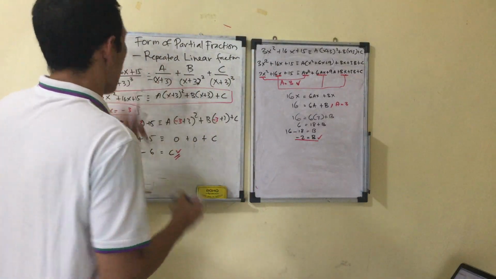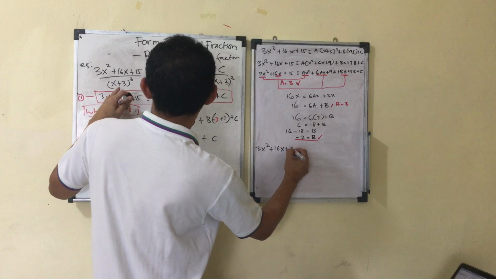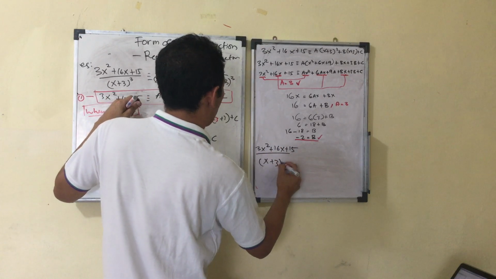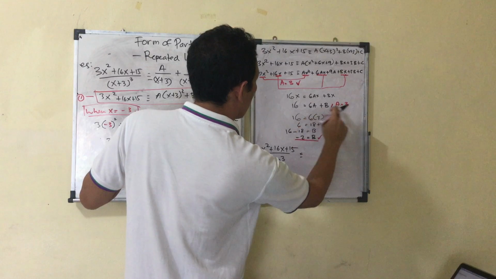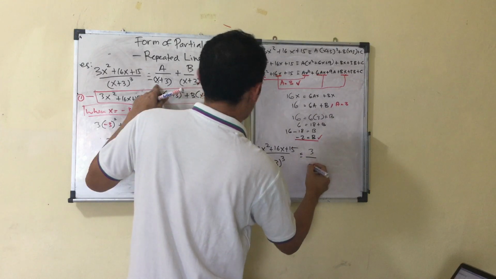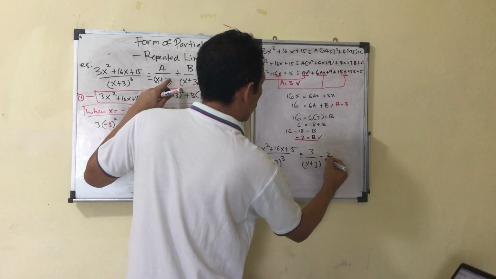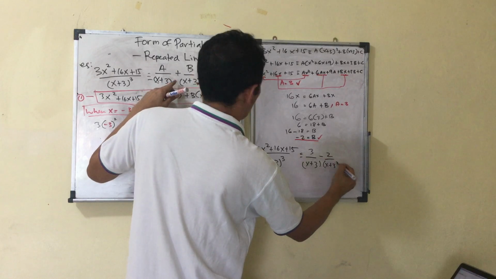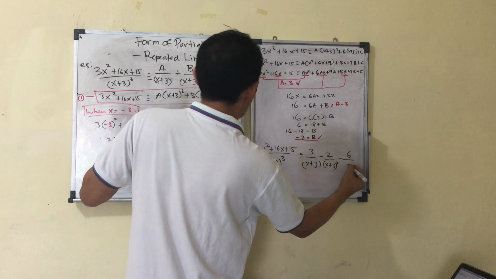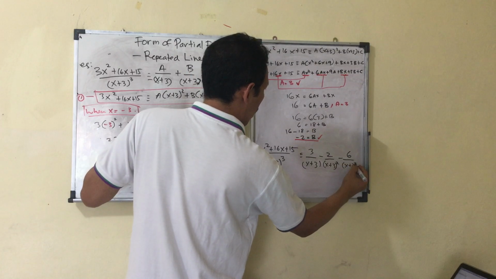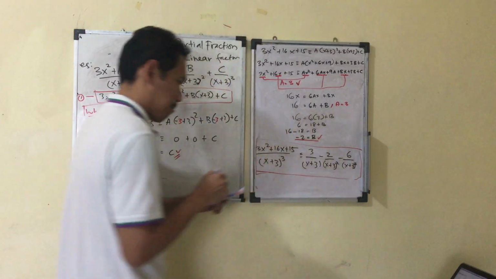So when we put them back in our equation, you have 3x squared plus 16x plus 15 over (x plus 3) cubed is equivalent to, what is a? a is 3 over x plus 3, plus b. What is b? Negative 2 over (x plus 3) squared, and then c is negative 6 over (x plus 3) cubed, right?